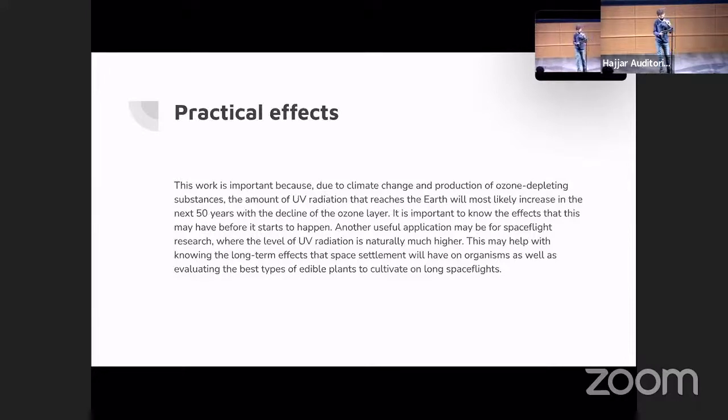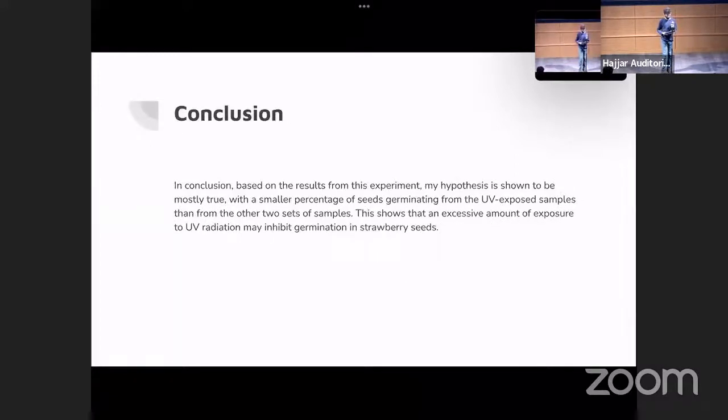It will also help with knowing the long-term effects that space settlement will have on organisms and evaluating the best types of plants to cultivate on long space flights. In conclusion, based on the results of this experiment, part of my hypothesis is shown to be true, with a smaller percentage of seeds germinating from the UV exposed samples than from the other two sets of samples. This shows that an excessive amount of exposure to UV radiation may inhibit germination in strawberry seeds.